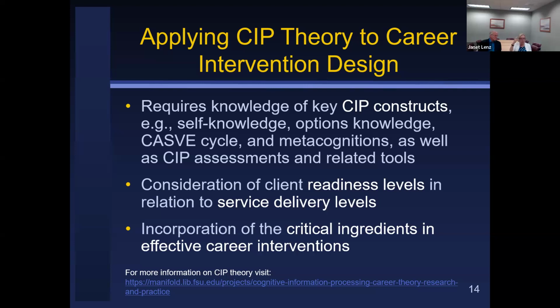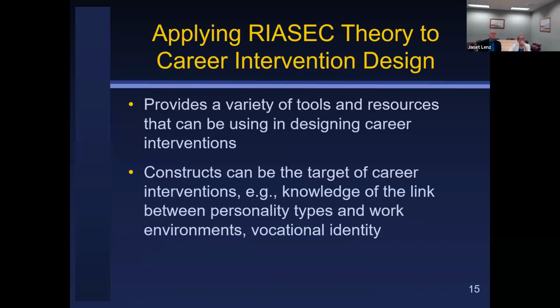Another element that we've recently incorporated, based on the work of Steven Brown and his colleagues, is the notion of critical ingredients and what comprises an effective career intervention. Steve Brown and his colleagues have identified these items, and they include information, modeling, support, and assessments. Building those in as part of your intervention design can have a powerful impact, as shown through multiple research studies about what works in terms of career interventions.